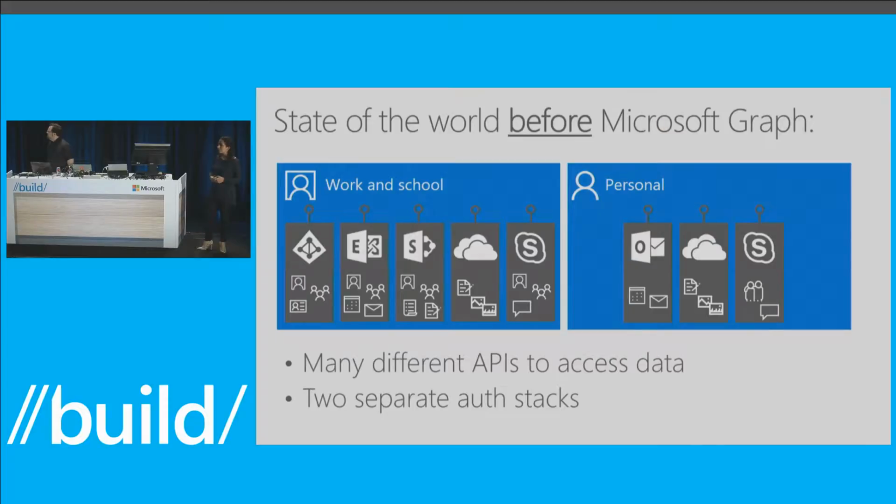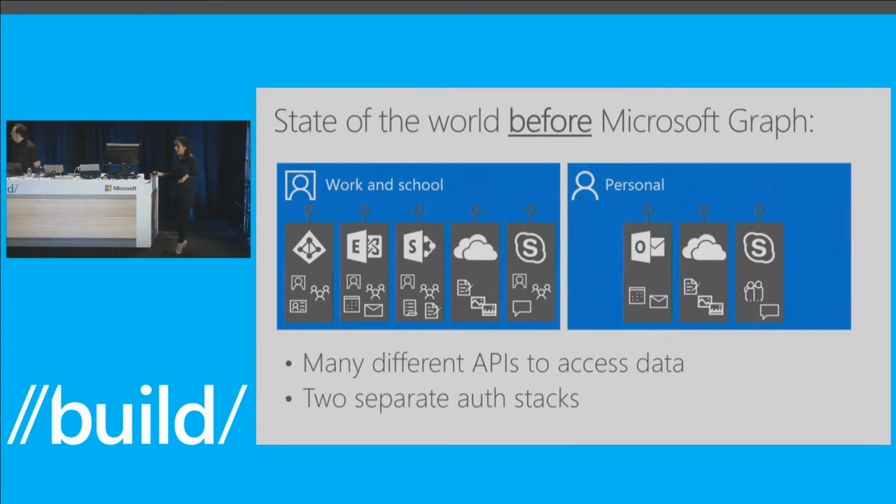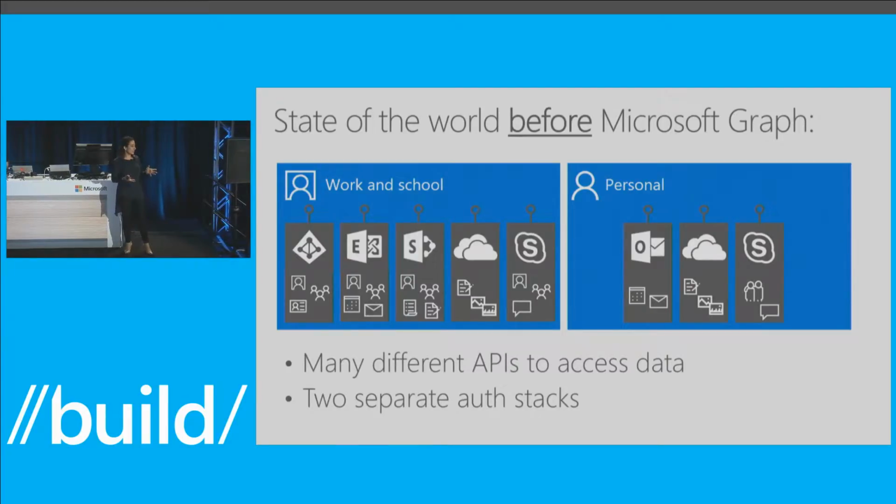This was the state of the world before we had the Microsoft Graph. Services that have evolved for over 20 years, and each of them with their own individual endpoint. We have Azure Active Directory, Exchange, SharePoint, OneDrive, Skype, different cloud for work and school, different cloud for personal, different APIs on each of them. And as a developer, if you wanted to build an application that interacted with both, it was a little bit of brain surgery.